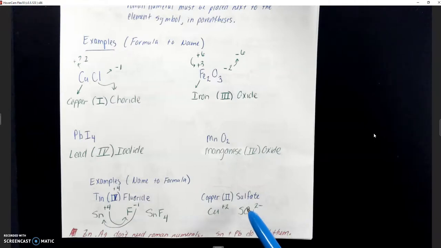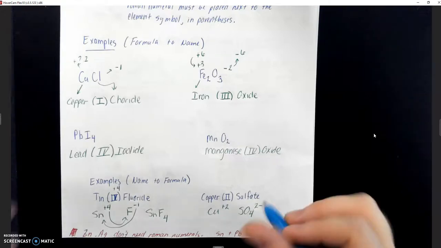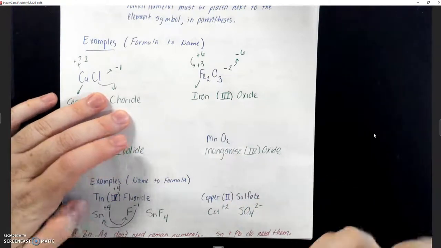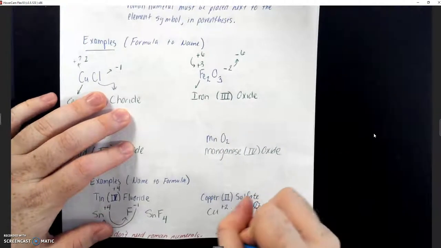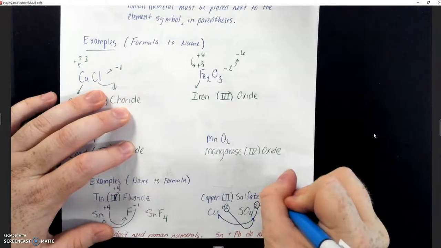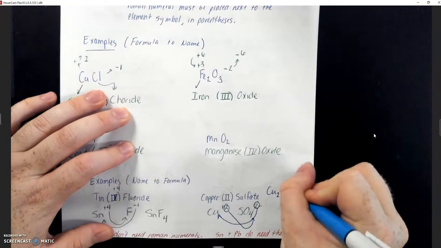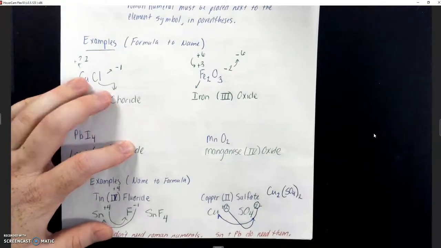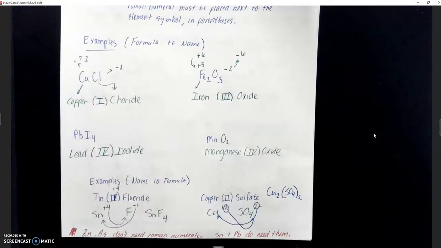So how are we going to write the formula for this one? Well, I know many of you are thinking to use the crisscross method, and you're exactly right. That's what we should do. This 2 is going to go down here. This 2 is going to go down here. So technically that means we have Cu2(SO4)2. Now whenever you have a subscript for a polyatomic ion, you always put the subscript outside in parentheses.